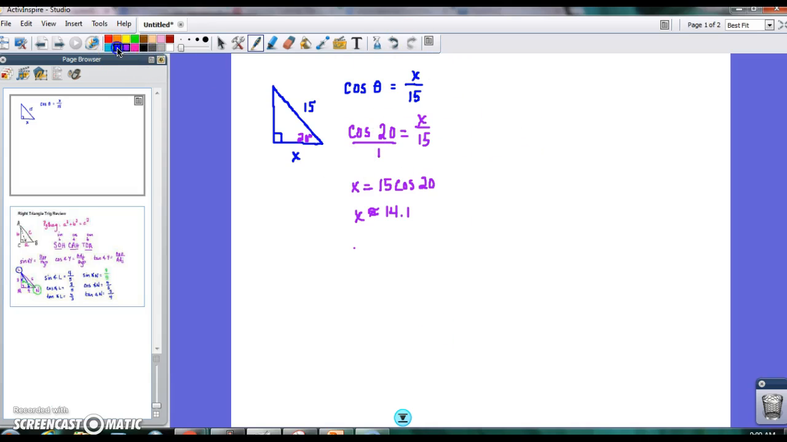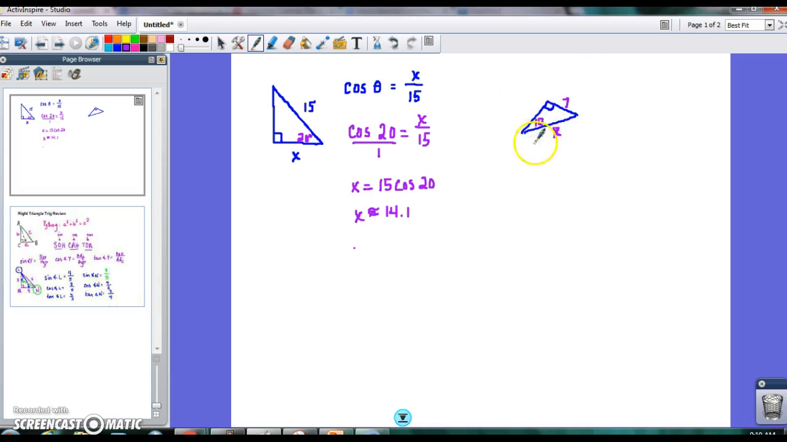Here's another example of something like that. Let's say I gave you this. So here's the triangle. I didn't draw that very well. And let's say I told you that this angle was 10 and this side is 7, and I want you to find x.